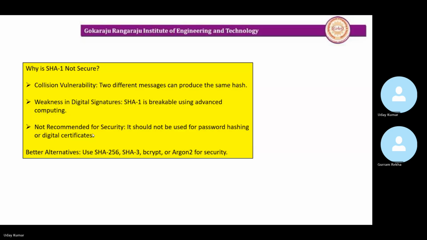But SHA-1 is not secure because two different messages can produce the same hash, and SHA-1 is breakable. This point is to be noted: it should not be used for password hashing or digital certificates. So you had better go for SHA-256. This is a popular algorithm for blockchain.